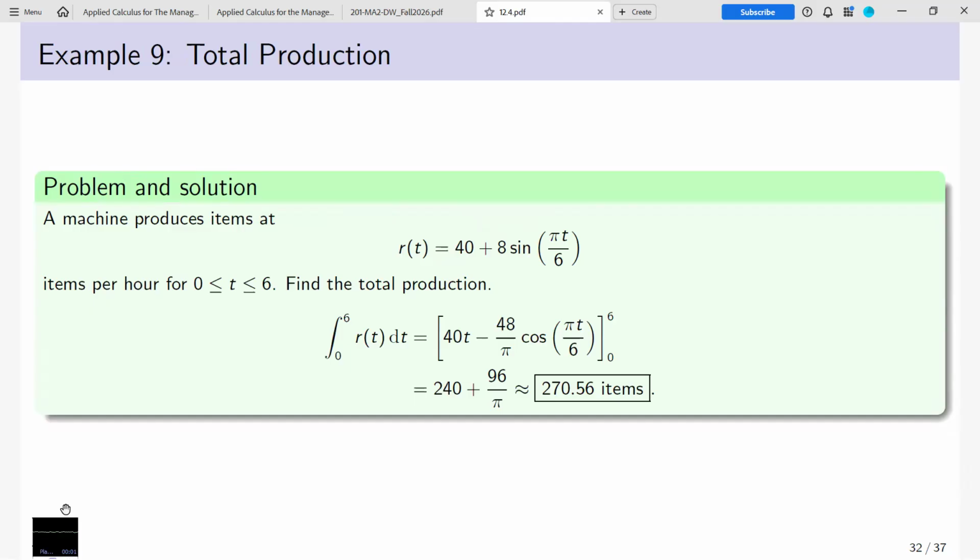Integrating the hourly rate gives the total production. The model is continuous, so the decimal is an estimate. A physical item count would be rounded appropriately. Calculus can produce 0.56 of an item, but the factory probably should not ship it.